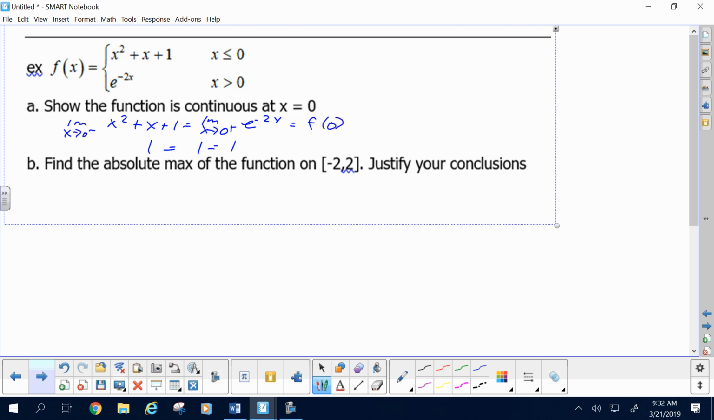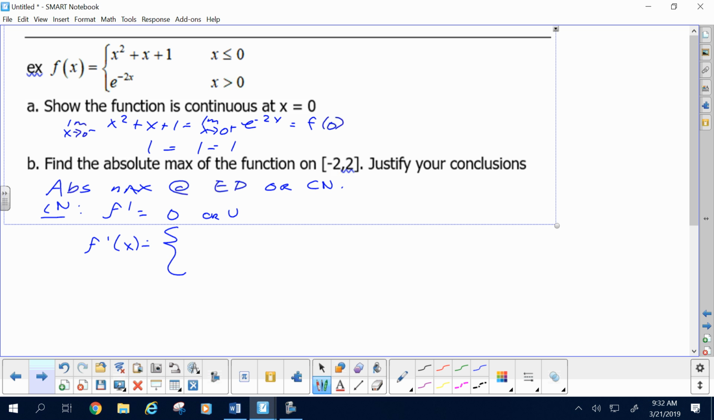What's the typical starting point on an absolute max question? EVT, yeah, the extreme value theorem says that there's an absolute max at endpoints or critical numbers. Critical numbers, it's crucial that you remember the true definition of critical numbers. They're numbers in the domain where the derivative is 0 or undefined. All right. Now then, we'll need to collect the derivative, surely. The derivative is what on the top?